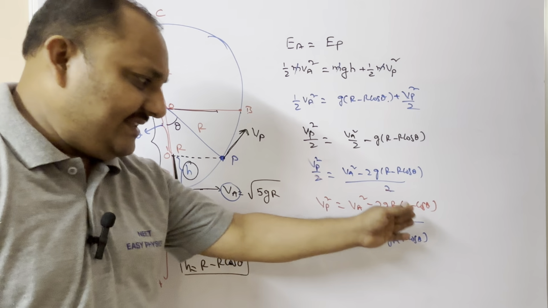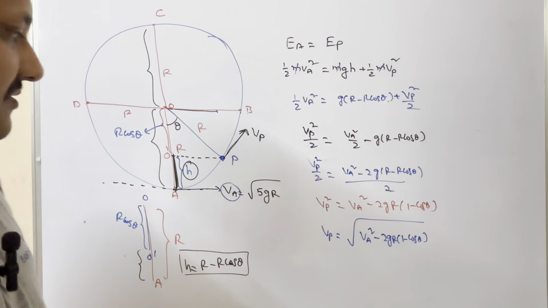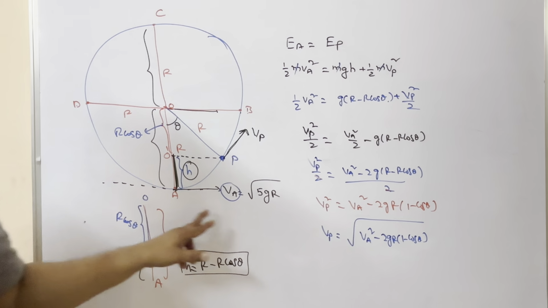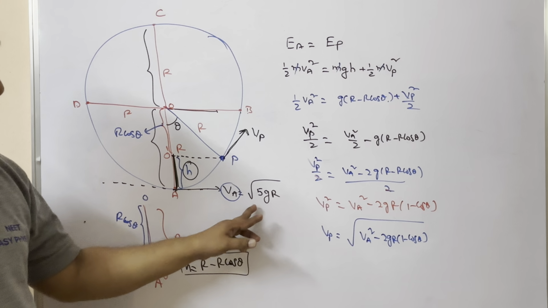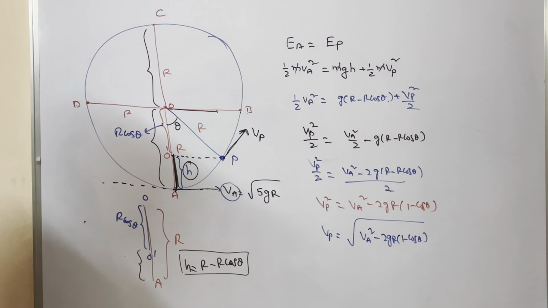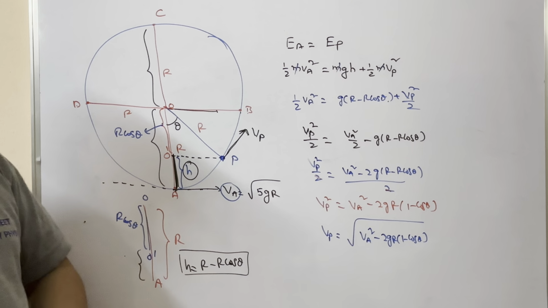So, like this you can remember the velocity at any point. What is VA? Velocity at the bottommost point. So, this is going to be root 5GR. Correct? So, this is the velocity at any point.